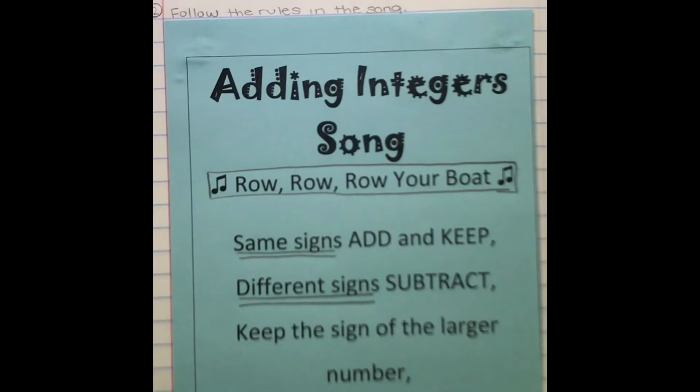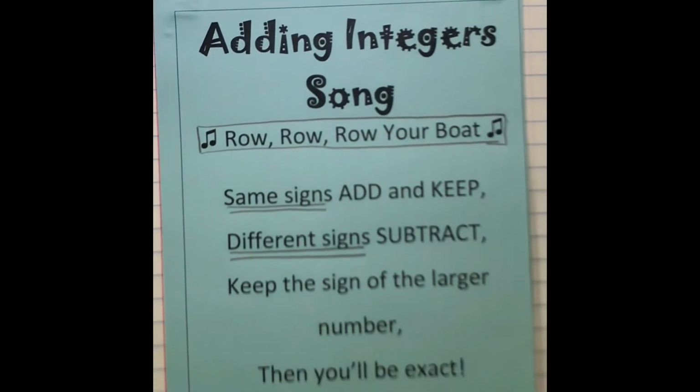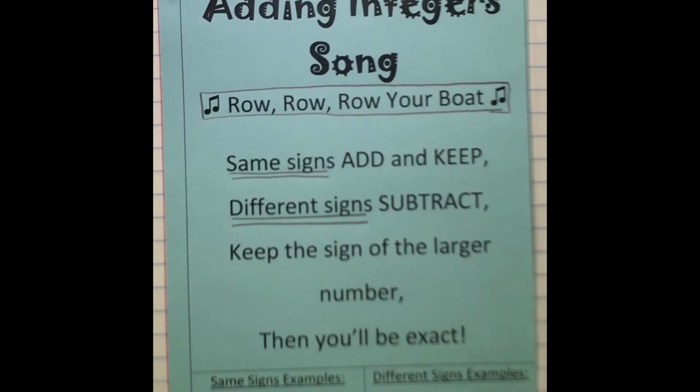I'm going to kind of sing the song real quick just so you have an idea of what it sounds like. So it goes to row, row, row your boat. So it goes same signs add and keep, different signs subtract. Keep the sign of the larger number, then you'll be exact.